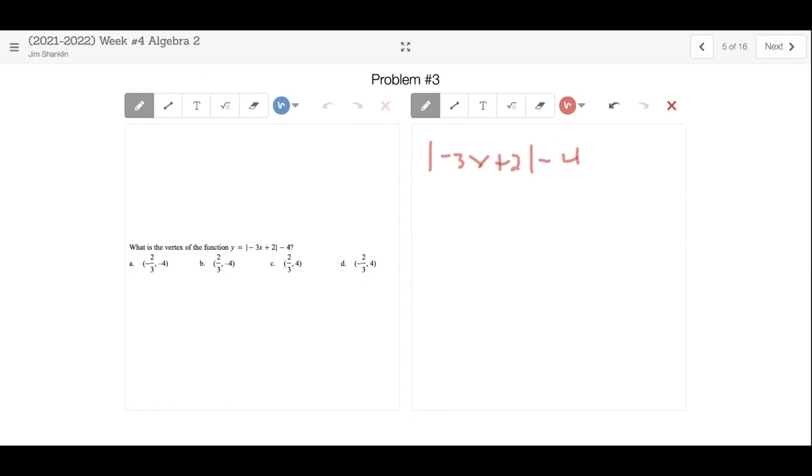Okay. Do we use graphing calculators for this? I would expect you not to use one, but would I be able to tell if you use one? No, I would not.